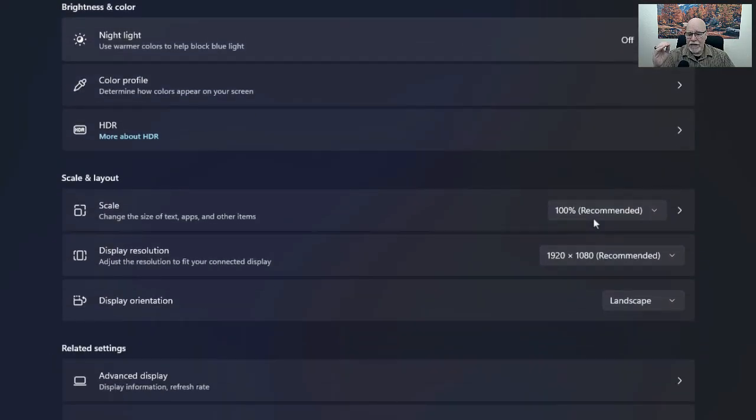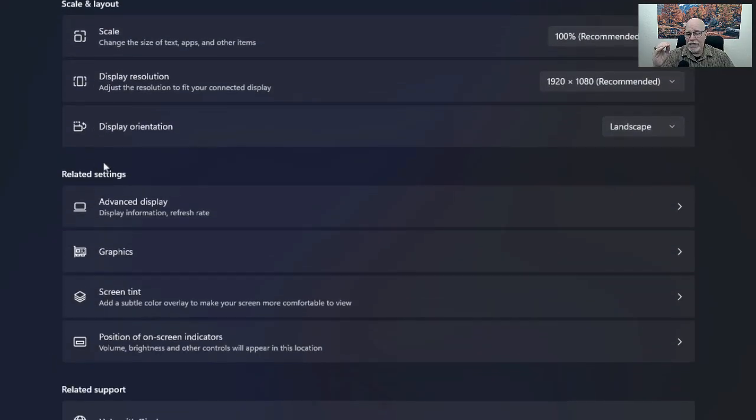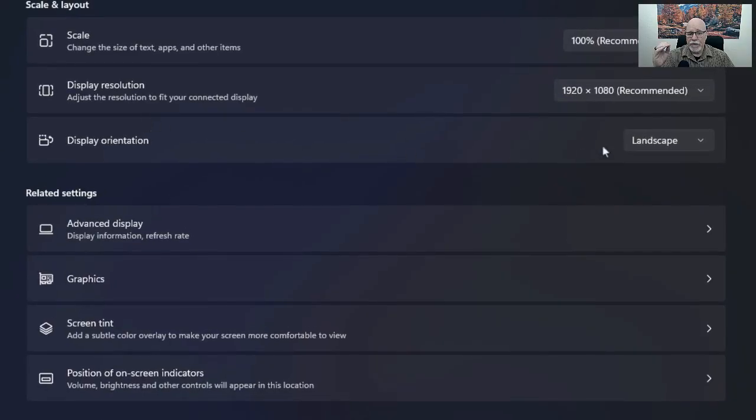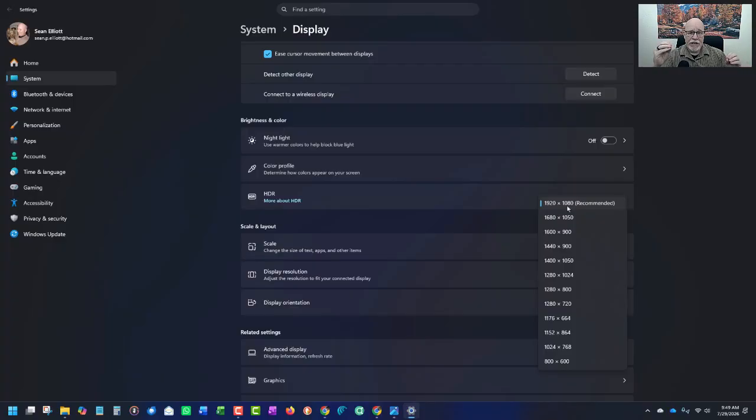Scroll down, and right in here you have a display resolution. And right now it is set properly at 1920 by 1080, recommended. That's exactly where it should be. Now, one thing to keep in mind, this is saying recommended.